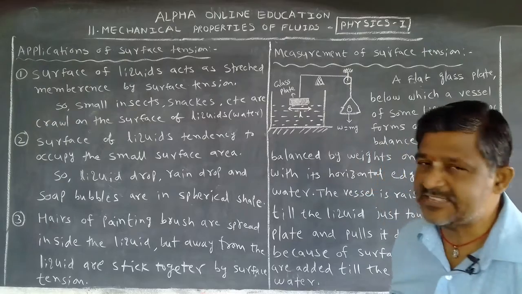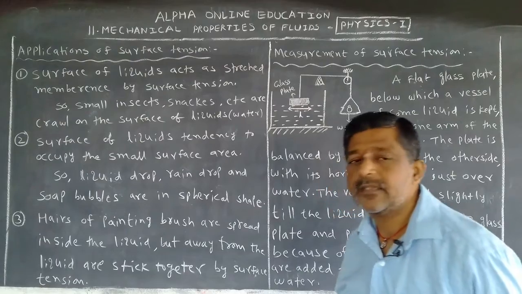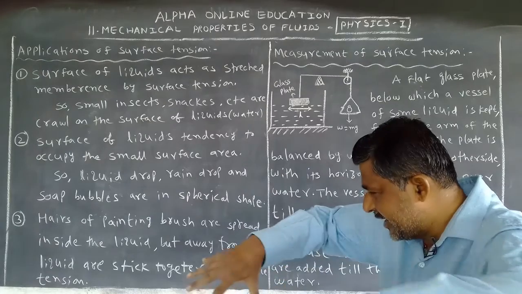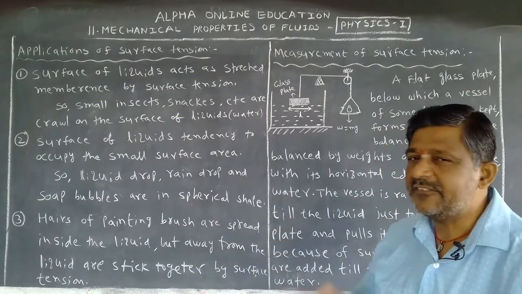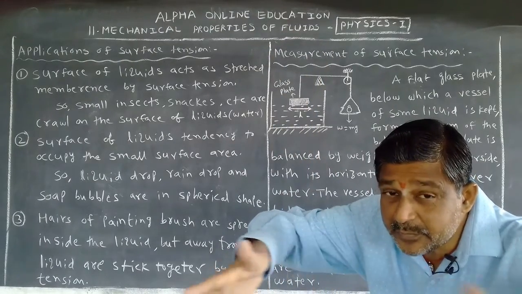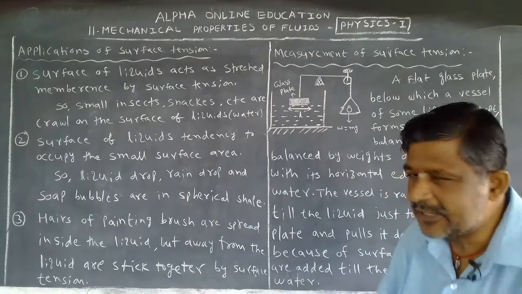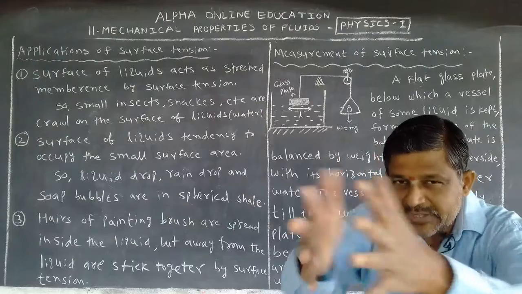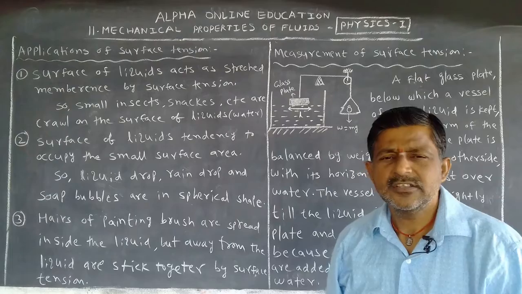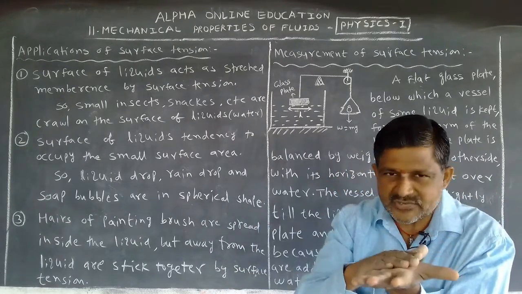Let us take another example of surface tension. The hairs of a painting brush spread out inside the liquid when you dip it in. When the painting brush is dipped in the liquid, the hairs spread. But away from the liquid, they all stick together. Why do they stick together? By surface tension.